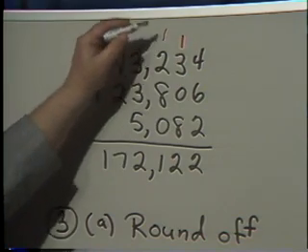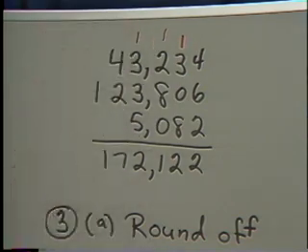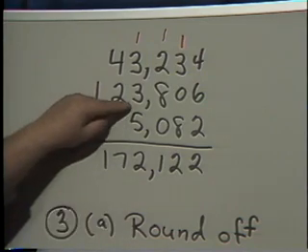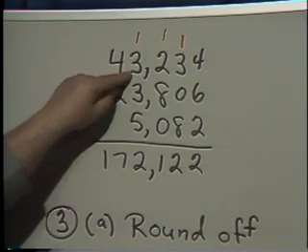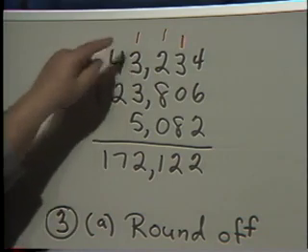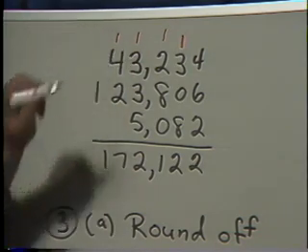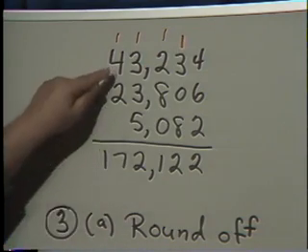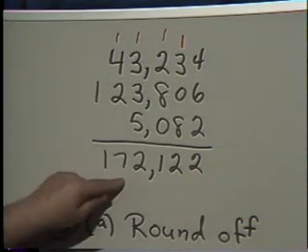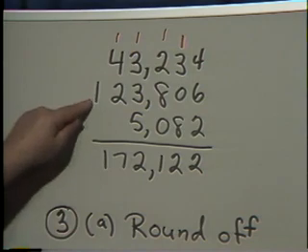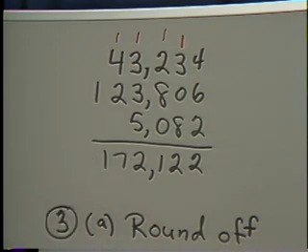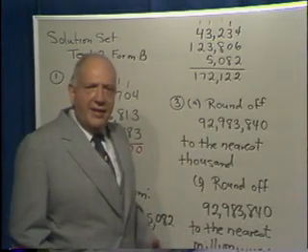8 and 2 are 10, and 1 more is 11. Put down the 1 and carry the 1. 5 and 3 are 8, and 3 more are 11. See, a single digit at a time. 11 plus 1 is 12. Put down the 2 and carry the 1. 2 plus 4 is 6, and 1 is 7. Put down the 7, and then the 1 over here. The answer is 172,122.